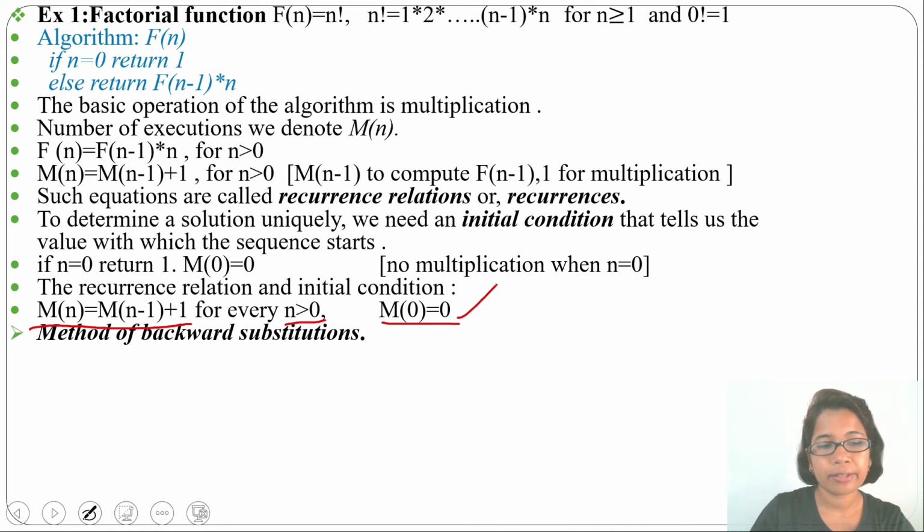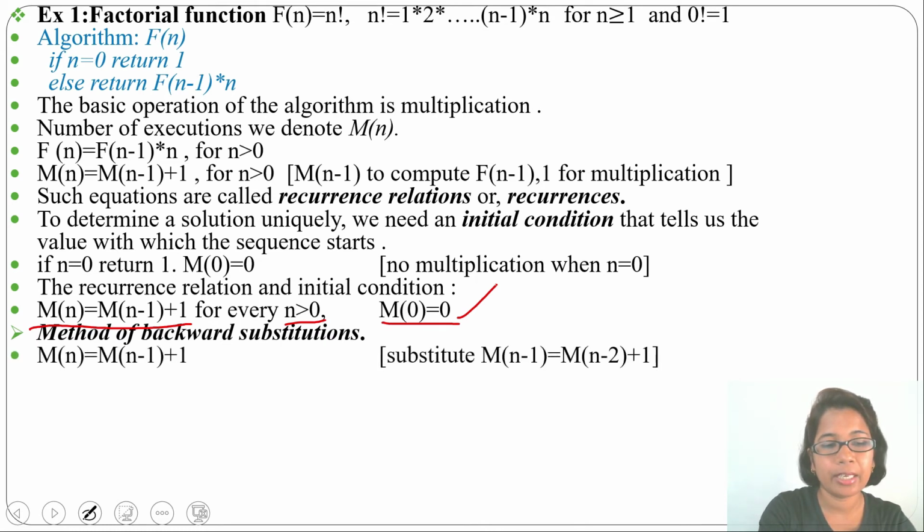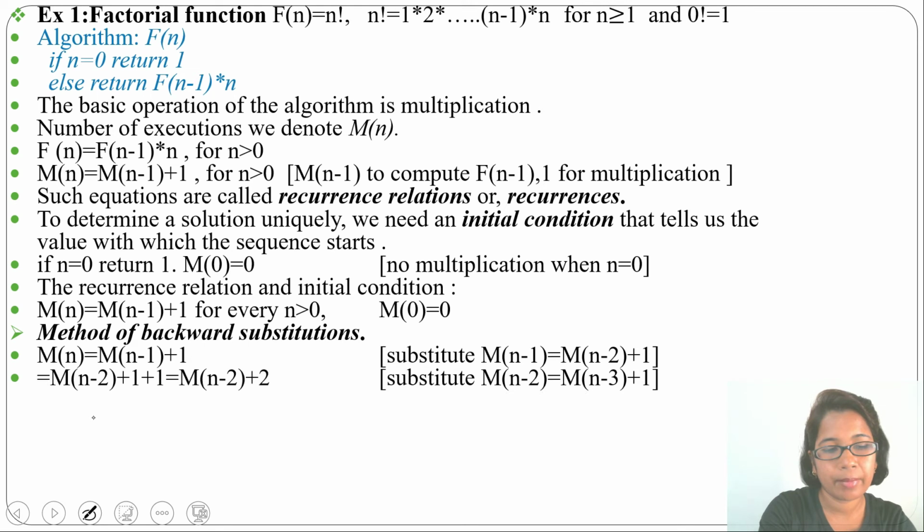So, the method of backward substitution. Our recurrence relation is m of n equals m of n minus 1 plus 1. When m of n, we are writing m of n minus 1. So in place of n, if we write n minus 1, here we will write n minus 1 minus 1, that is m of n minus 2 plus 1. This m of n minus 2 plus 1, we can substitute in place of m of n minus 1. Before, 1 was there. Now after addition, we'll get m of n minus 2 plus 2.